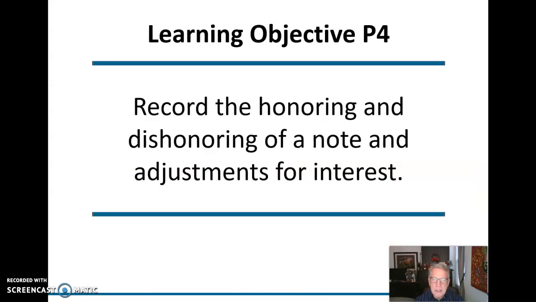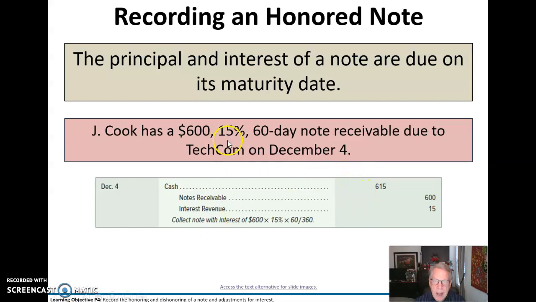So next, honoring and dishonoring of a note. Now in the last example, we had a $600, 15%, 60-day note receivable due to TechCom. So Jay Cook owes this to TechCom. So now when we actually collect this, we're going to make the note receivable go away. That note receivable had a debit balance and now we're crediting it to wash it out. We're also getting $15 worth of interest. We calculate that by taking $600, the amount of the note, times the 15%, times 60 divided by 360, and that gives me $15 of interest, and we debit cash to collect both the interest and the principal.